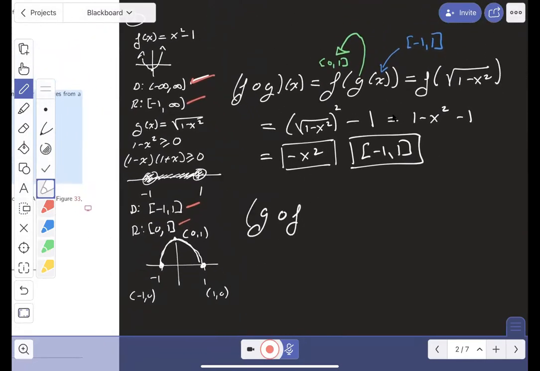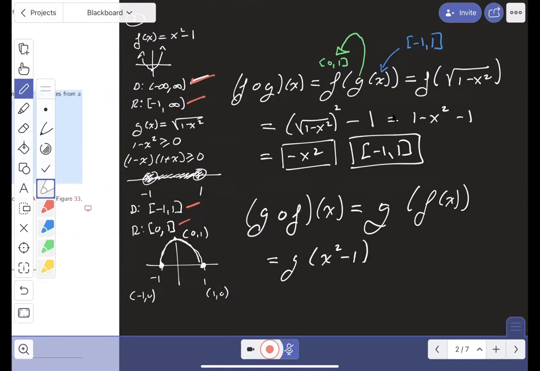And again, we'll look at the key later. Well, this is G of F. My understanding is, what's F? If I can't remember, you'd have to look it back up, but it's written on my paper over here. So this is going to be G of x squared minus 1.